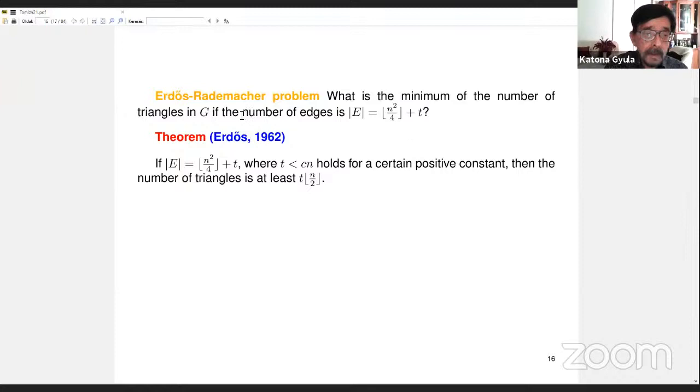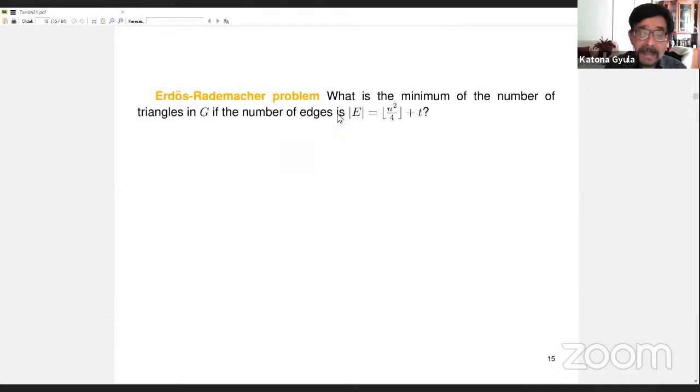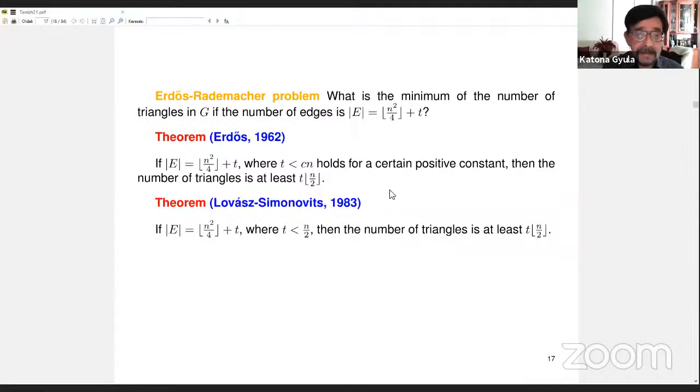Erdős proved in 1962 that there is a constant c such that if t is less than c times n, then every new edge creates n half floor triangles, which is, of course, obviously true for the optimal graph. If we start with the optimal graph for Mantel's theorem and add an edge, then it always creates this many triangles. But this is also true in any way we choose this many edges. This is the theorem. And 20 more years later, Lovász and Simonovits proved that it goes up to n half.